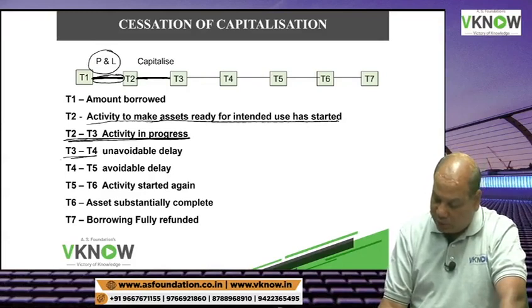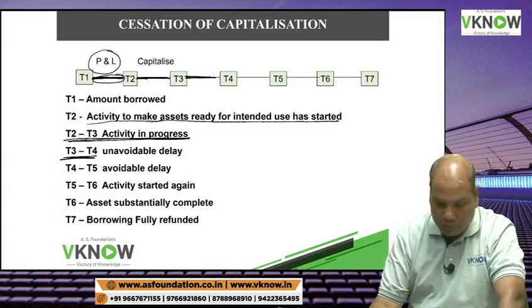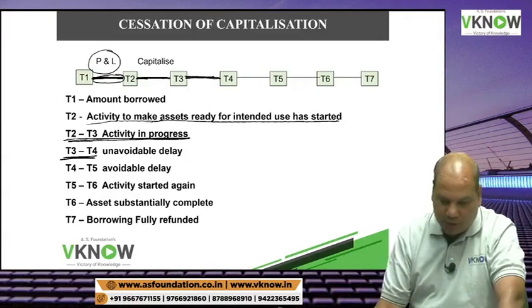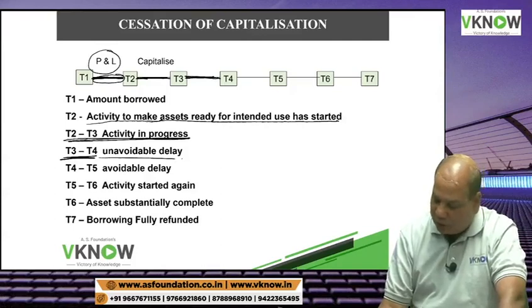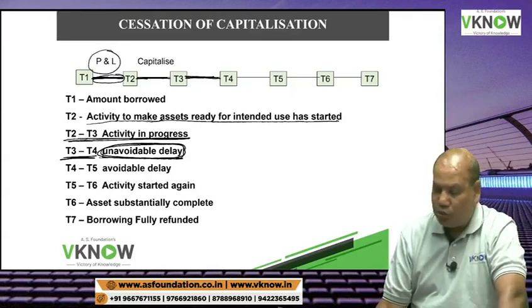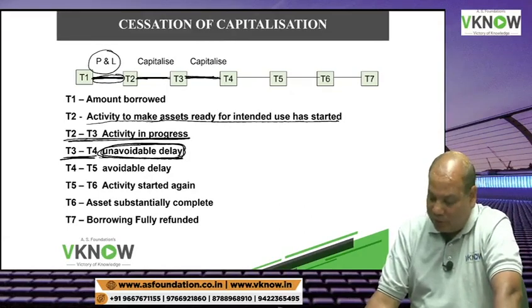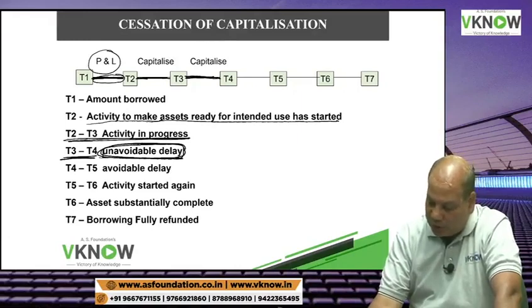Then what happened between T3 to T4? Yes, Sanket is right. Capitalize. Unavoidable delay. Unavoidable means we will continue to capitalize. This period is unavoidable delay.